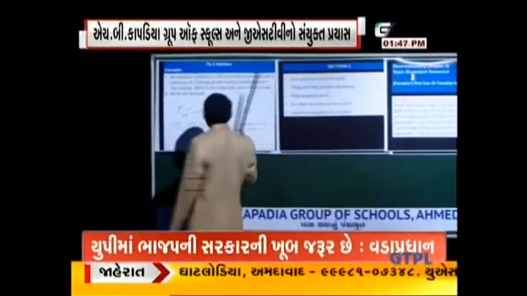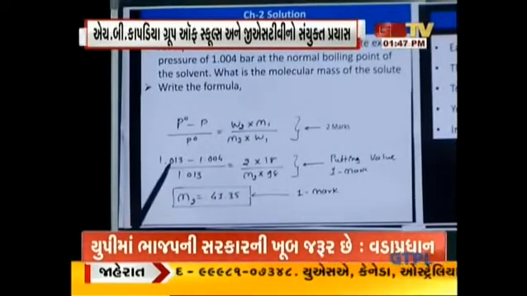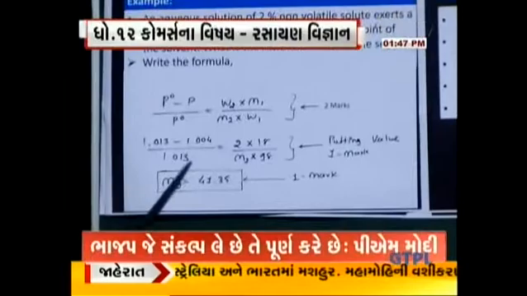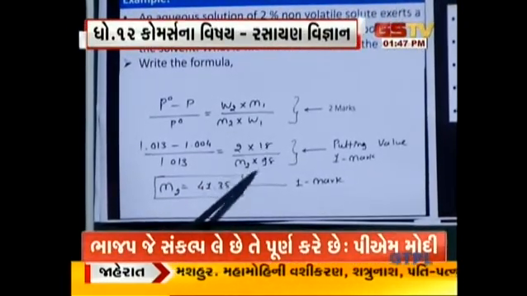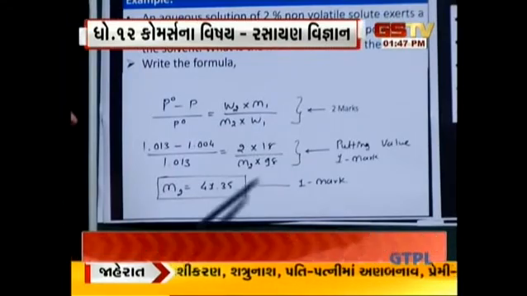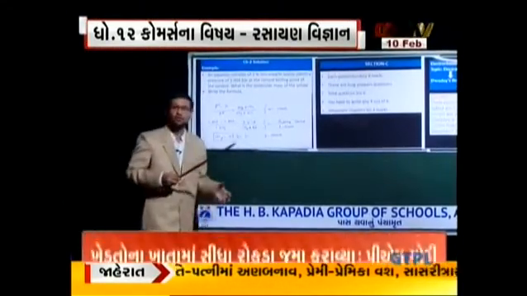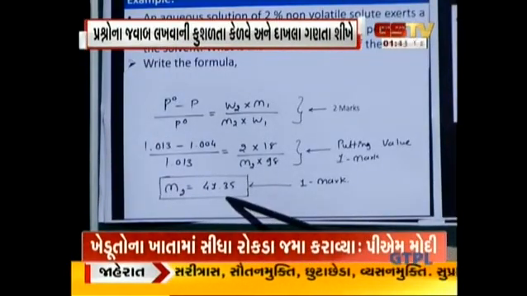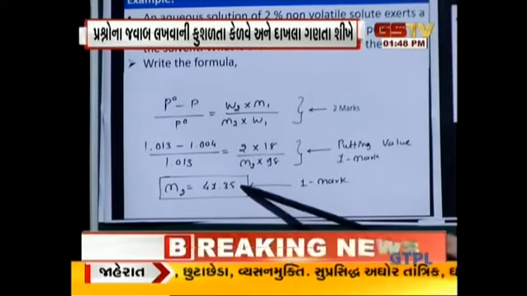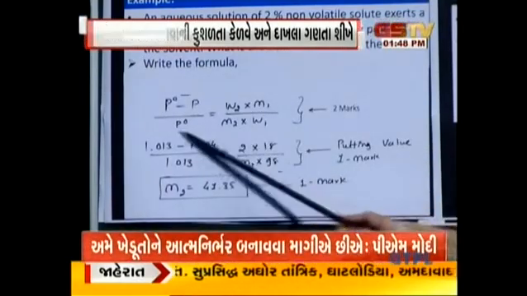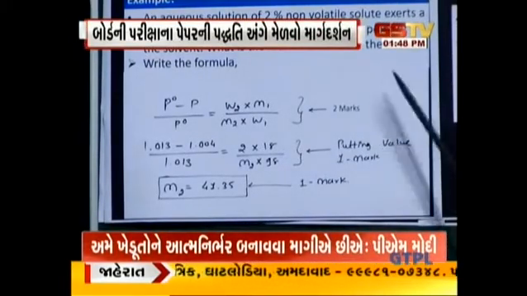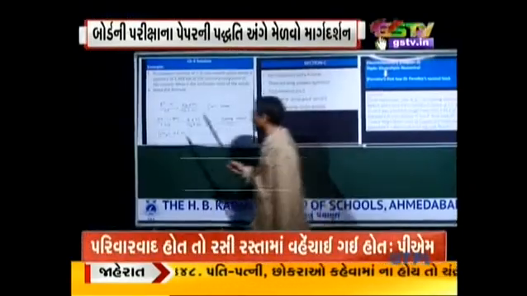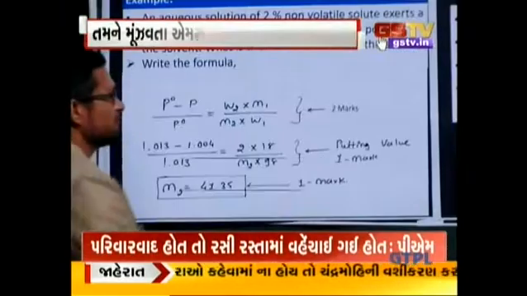Okay, so by putting all the values in this: (1.013 minus 1.004) upon 1.013 is equal to 2 into 18 upon M2 into 98. M2, that is the molecular mass, we have to find. So making M2 the subject, we will get the answer 41.35. In this numerical, for the formula you will get 1 mark, for the substitution you will also get 1 mark, and 1 mark for the last answer.